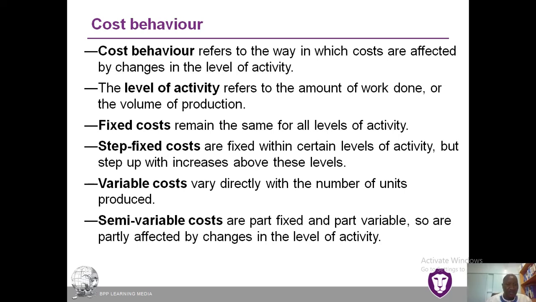A variable cost is a cost that varies directly with the number of units produced. A variable cost could be the cost of material. For example, material costs will vary according to the number of units you produce. If you produce more units, you spend more on materials. If you produce fewer units, you spend less on materials. So an example of a variable cost would be the cost of materials. This cost varies directly with the number of units produced. You increase your output, the cost increases. You reduce your output, the cost will reduce.